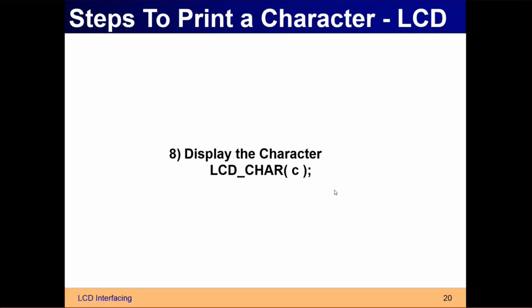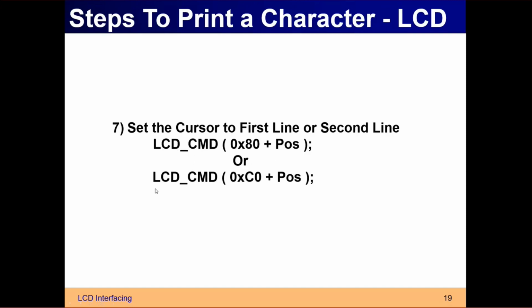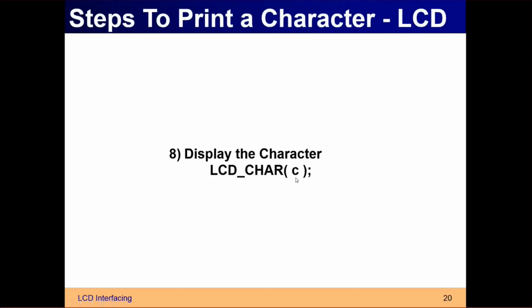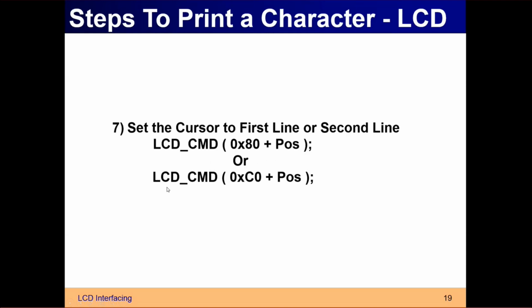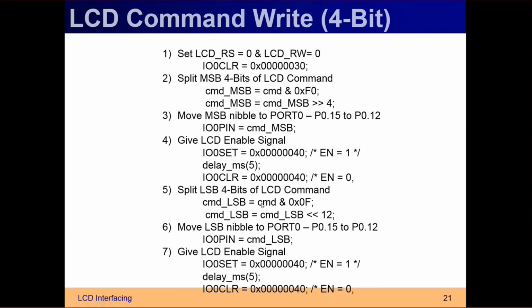So these are the steps for configuring the LCD. Then the next thing is how will you send the character? Because here you have seen the function is LCD underscore command, and here the function is LCD underscore character. So how will you display a character using the LCD character function, and how will you send a command using the LCD command function? That is what you are going to see.